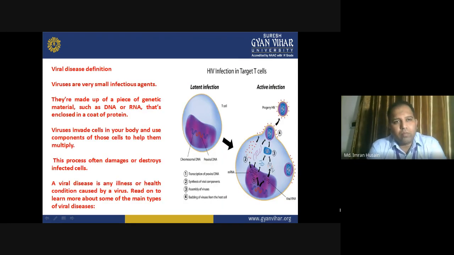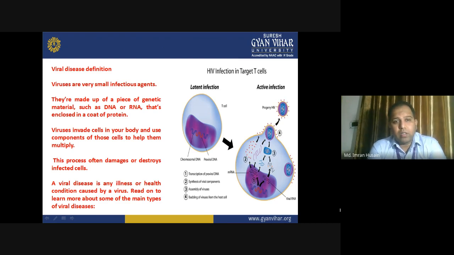So what is a viral disease? Moving on to the main point, viruses are very small infectious agents. They are smaller than bacteria also, right? Their size is just a few hundred nanometers. They are made up of a piece of genetic material such as DNA or RNA that is enclosed in a protein coat, like you all know.